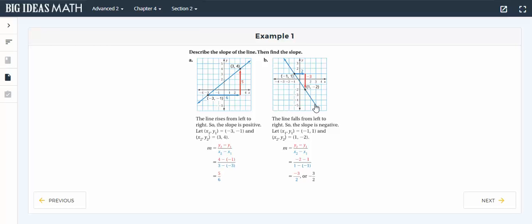And you also know that it goes down, so you know that it's going to be negative, even if you would have forgotten when you were doing the subtraction. But you still have to do the subtraction correctly. So there's your first example.